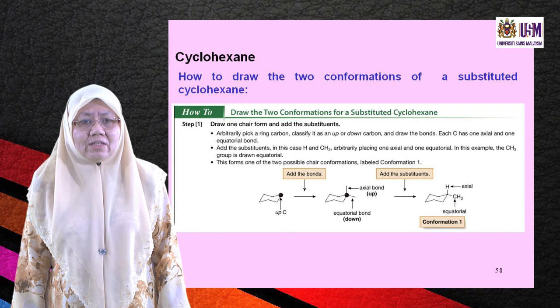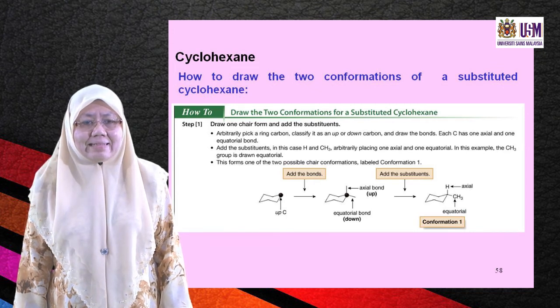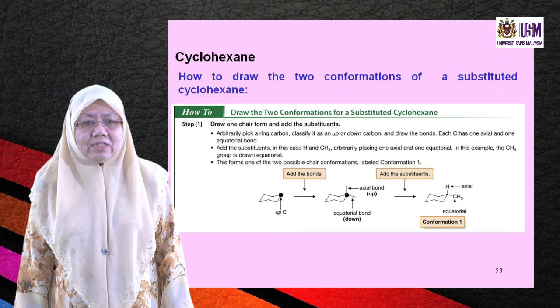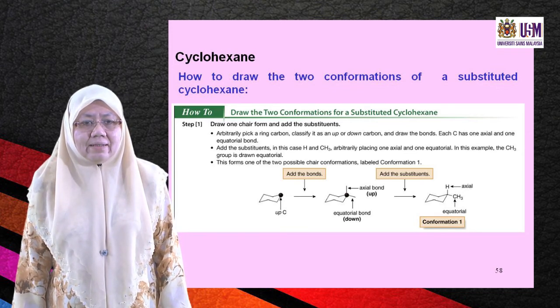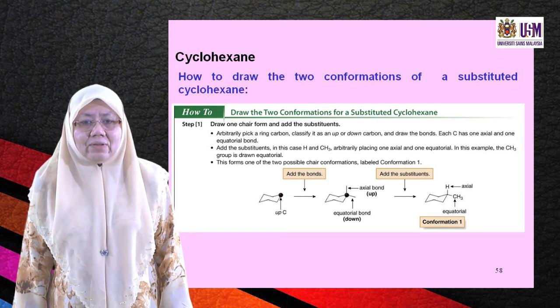First of all, we draw one chair form and add the substituents. Draw the one chair form, arbitrarily pick a ring carbon, classify it as up or down, and draw the bonds. Each carbon has one axial and one equatorial bond. Add the substituents, in this case hydrogen or methyl, arbitrarily placing one axial and one equatorial. In this example, the CH3 group is drawn equatorial.